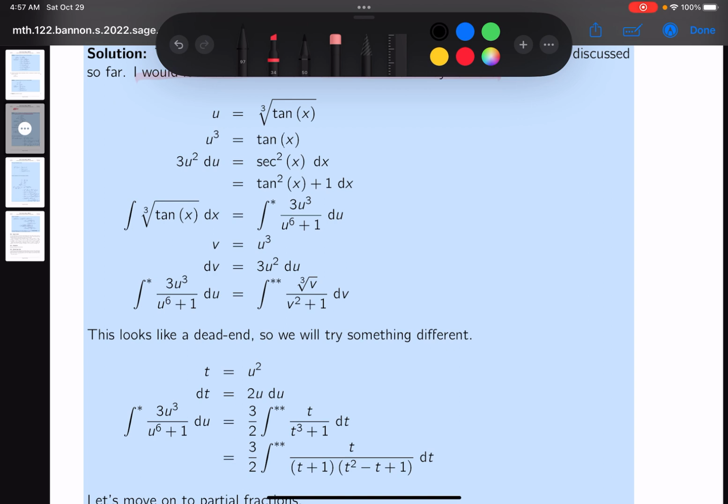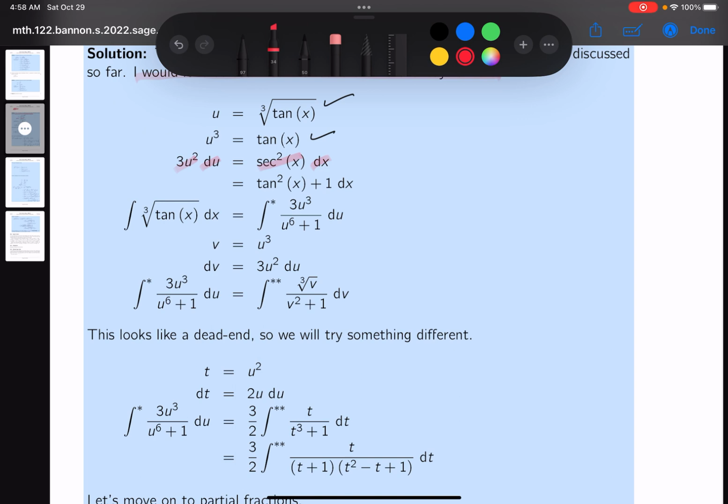I said u was equal to, and I see that right over here. I know what u is equal to. I cubed both sides, relatively simple, by the way, and then I differentiated both sides. And if you did that, you get 3u squared du, the derivative of tangent, secant squared dx.